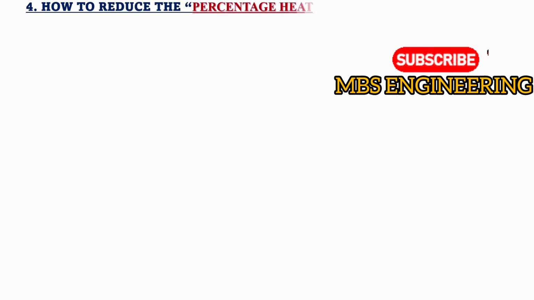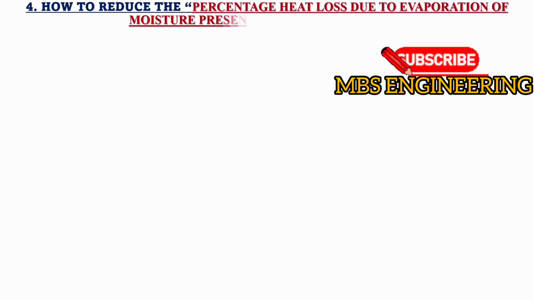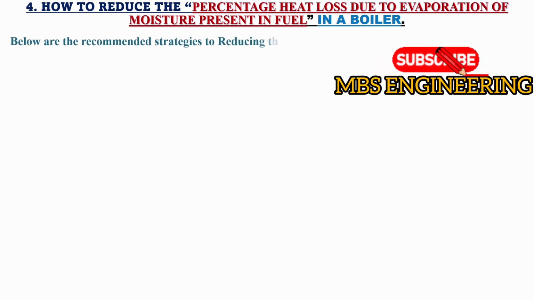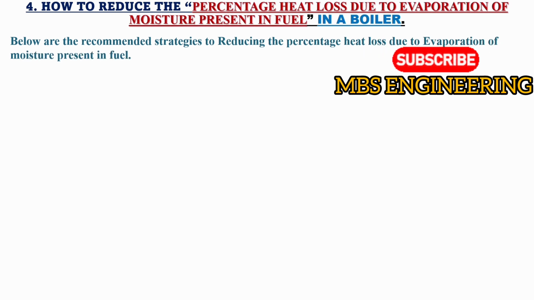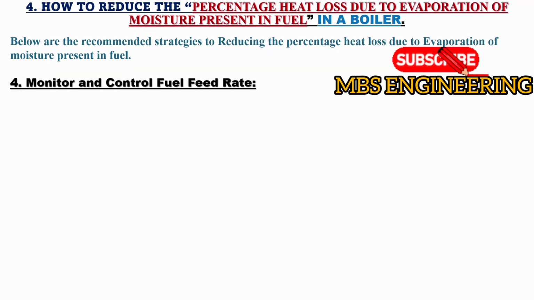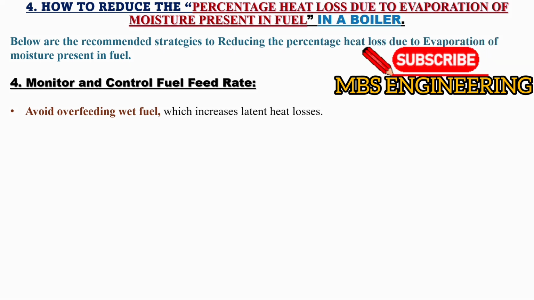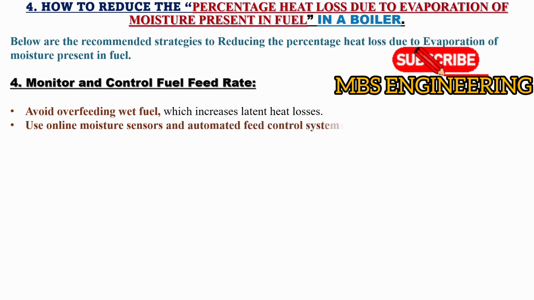Next, we will learn and understand how to reduce the percentage heat loss due to evaporation of moisture present in fuel in a boiler. Below are the recommended strategies to reduce the percentage heat loss due to evaporation of moisture present in fuel. The fourth recommendation to reduce the heat loss: monitor and control fuel feed rate. It is recommended to avoid overfeeding wet fuel, which increases latent heat losses. It is suggested to use online moisture sensors and automated feed control systems to ensure consistent, optimal firing.